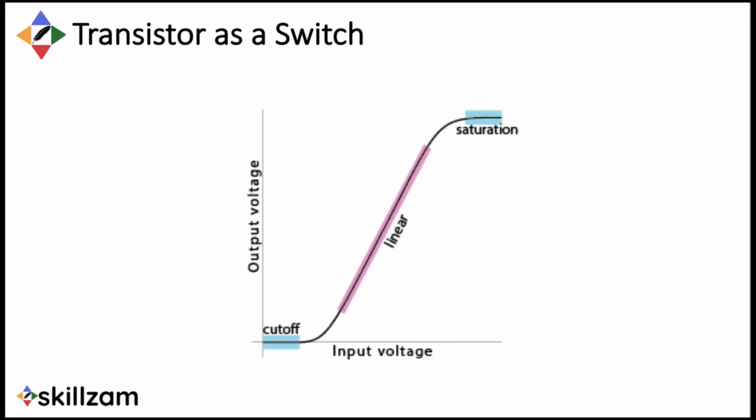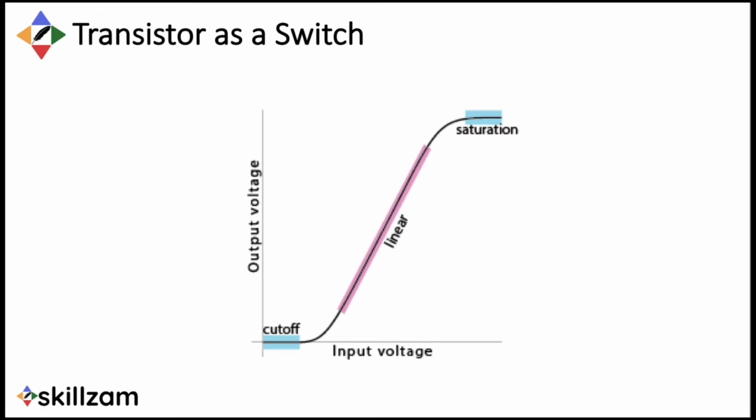Just notice two blue flat parts of the graph. Within the cutoff region, small changes to the input voltage do not change the output voltage at all. The output is always 0 volts. Likewise, within the saturation region, some input changes hardly impact the output voltage. The output is interpreted as 1. This is how transistors are used as switches in a computer.